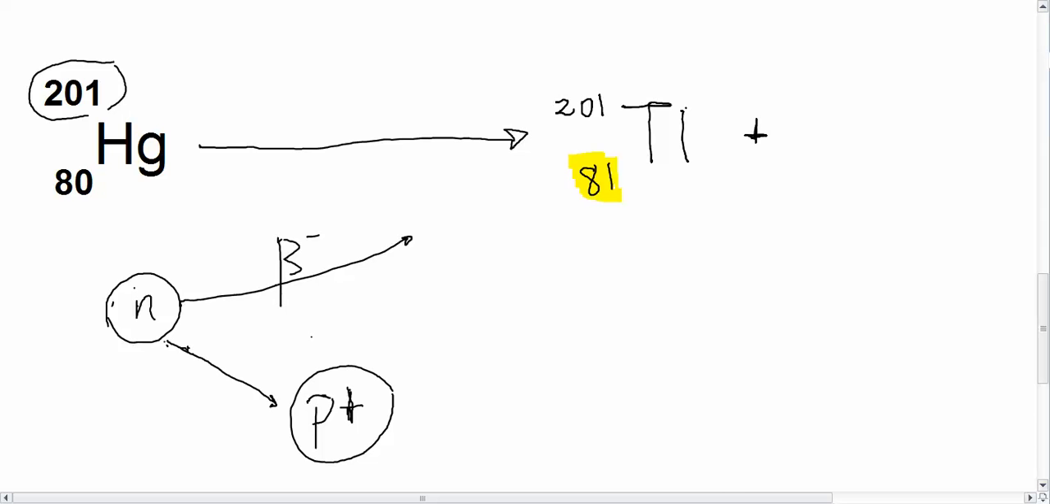So to represent a beta particle, I just draw the symbol beta. A beta particle, just like an electron, has no mass. It's virtually weightless. So we give it mass number 0. And because it doesn't have any protons, it only has an electron, we actually say that its atomic number is -1. So that's how I would write this nuclear decay reaction.